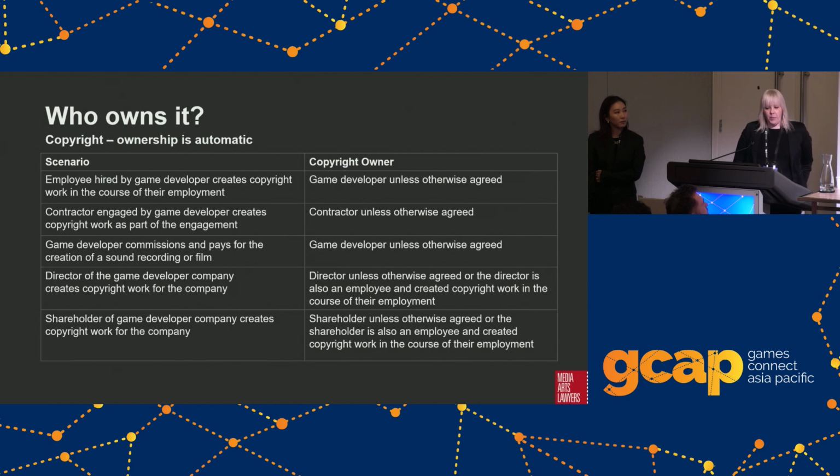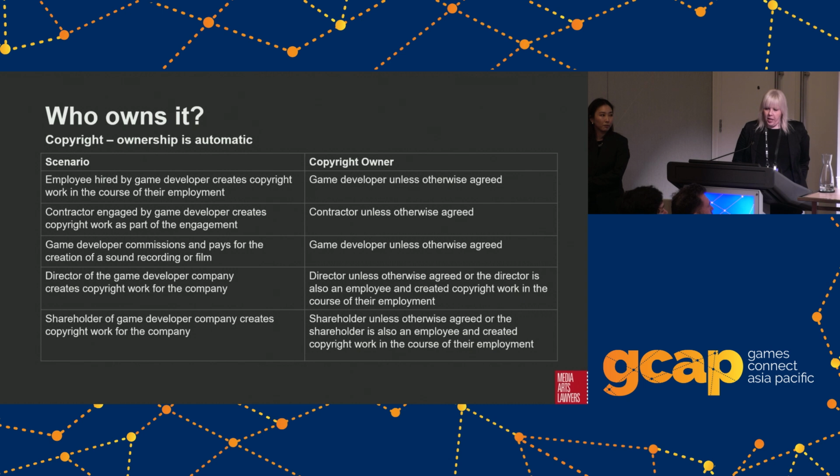If the game developer commissions and pays for the creation of a sound recording or film, then it will be the game developer unless otherwise agreed. If the director of the game developer company, so in this sense it's a director as in the person who's the director appointed to the company, not a film director or a project director, creates copyright work for the company, which is often the case if a small team incorporates a company, the director will be creating a lot of the work. The director will actually own that copyright unless otherwise agreed, or if the director is an employee, then it'll fall under the employee scenario.